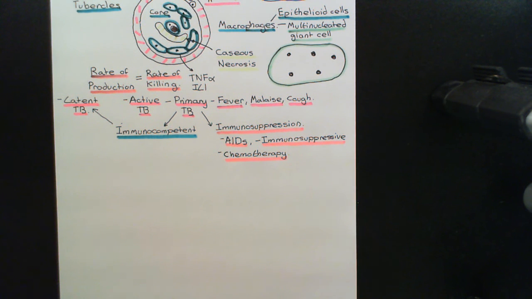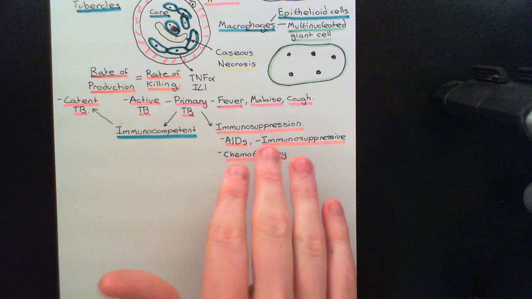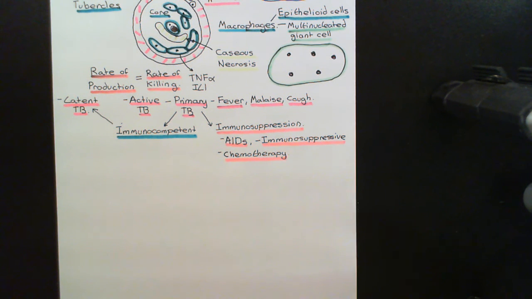So anti-cancer chemotherapy is another major cause of immunosuppression. All of these things could lead to immunosuppression, and if you don't have a proper adaptive immune response, then I'm afraid the Mycobacterium tuberculosis infection can just get out of control.